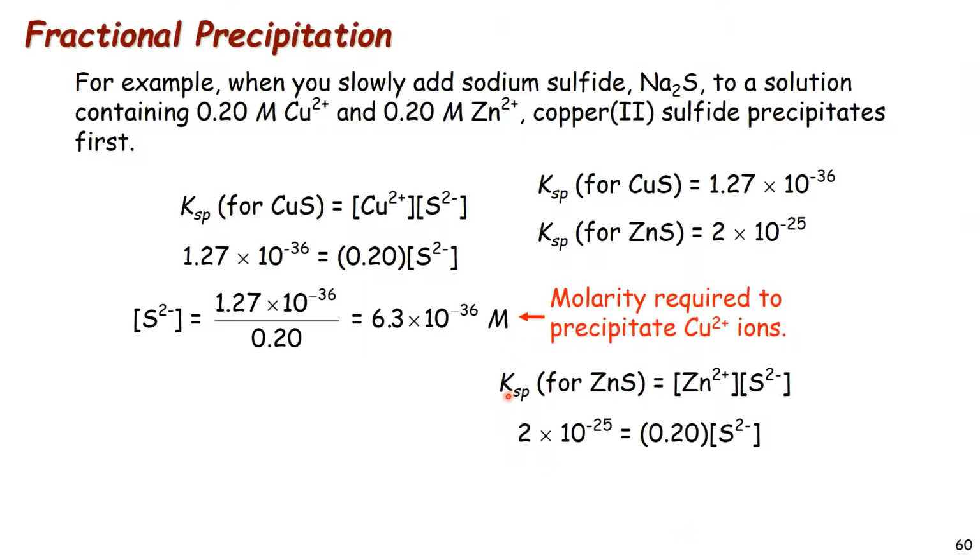Now I want to find what the concentration is to precipitate out the zinc ions. Well, doing the same thing, it's going to be 1.1 times 10 to the negative 24 molar sodium sulfide. So I could add this concentration of sulfide before any zinc 2 sulfide would precipitate out, right? This would be the saturated point.